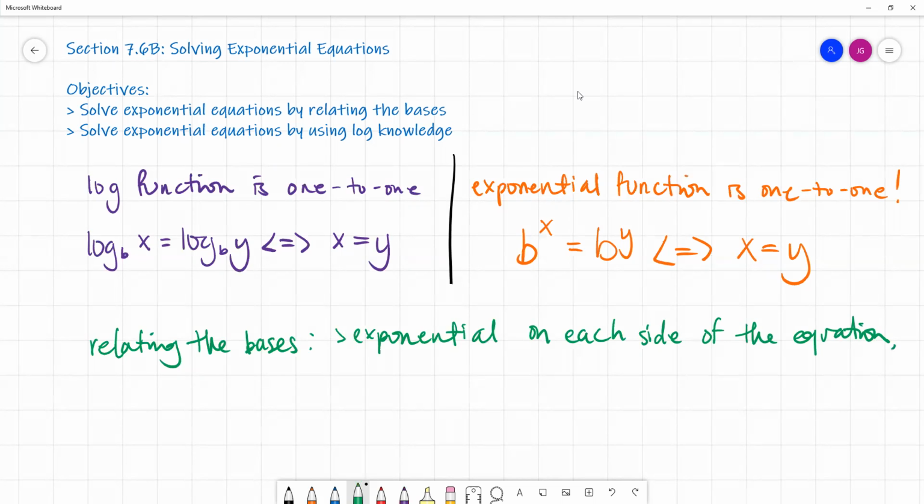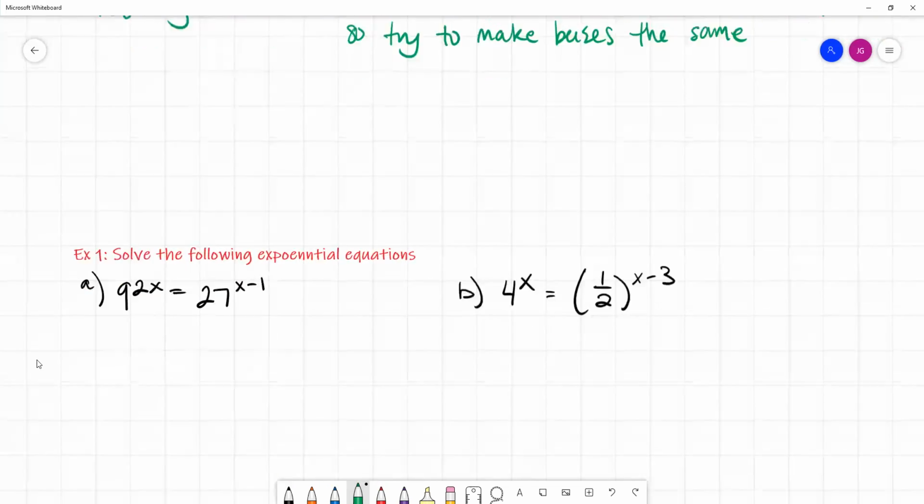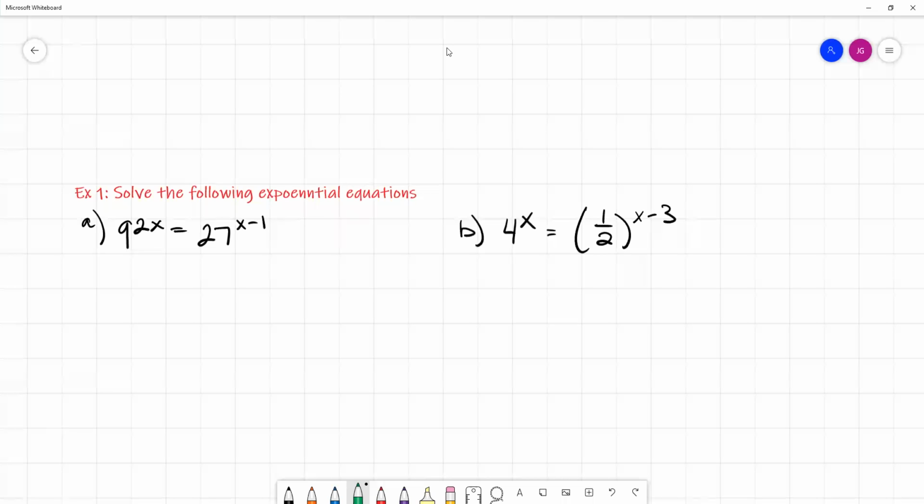And so what does that mean? Let me get rid of this little caret mark. So try to make the bases the same. Because then what happens if we make the bases the same? Then we can just set the exponents equal to each other like we've done in the log function land. And then from there, it was always kind of simple. We could always get x by itself from there, okay? So let's practice what that means. Let's see what we can do in terms of relating the bases and using this one-to-one idea.